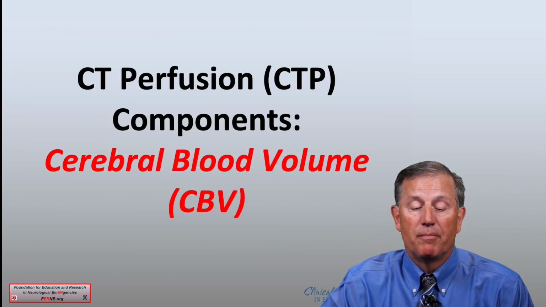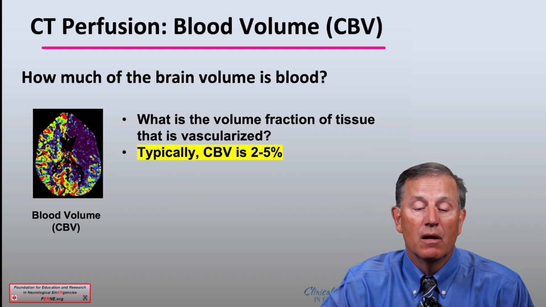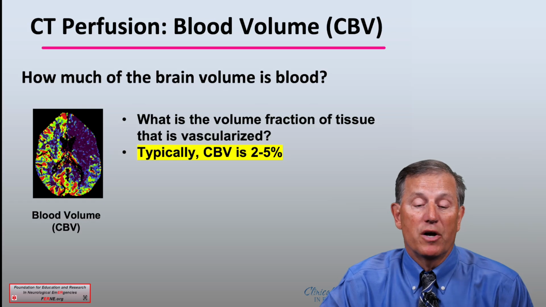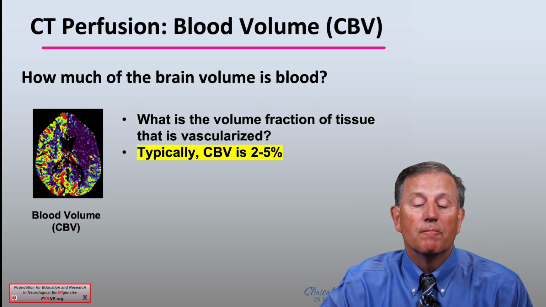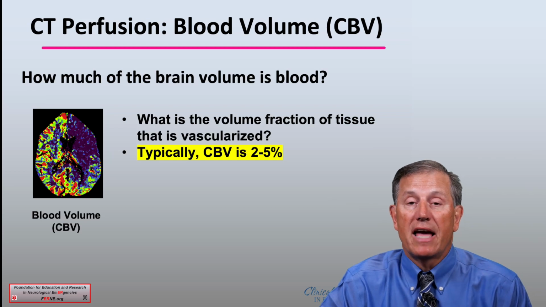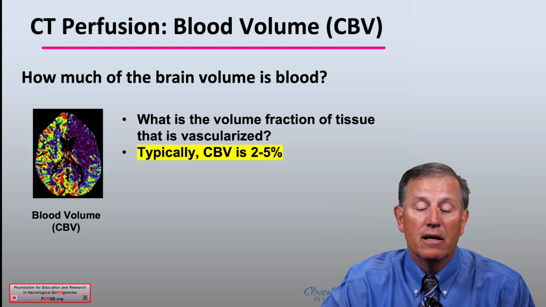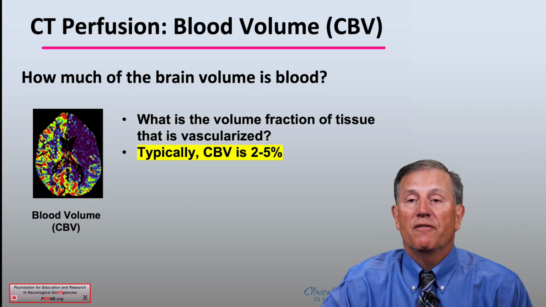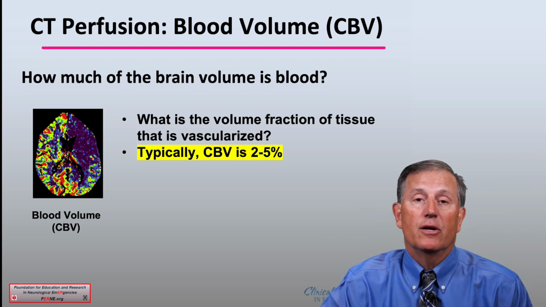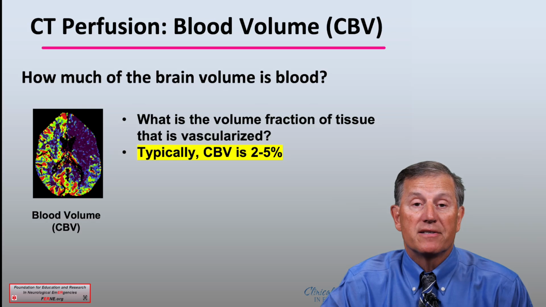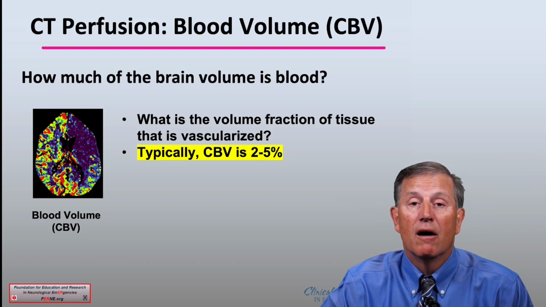Let's talk about these components. The first is cerebral blood volume, CBV. With CBV, you ask the question, how much of the brain volume is blood? And the question is, what's the volume fraction of tissue that is actually vascularized and includes blood? Typically the CBV is 2 to 5%. And when considering a cutoff that would suggest a core infarct, we're really looking at comparisons in CBV from the affected side as compared to the normal side.